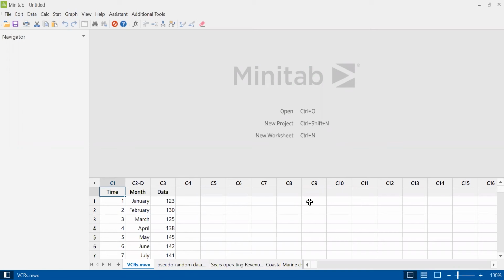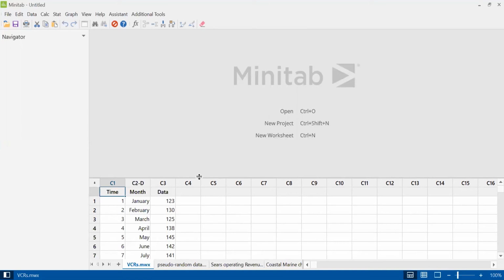So if you haven't done so, maybe you want to pause and obtain the data from D2L. I post all data used in our course on D2L, you can find this under week 1. And the name of the file should be VCRs. It is already a Minitab file. You can open your Minitab directly. You don't need to go to Excel to do anything else.